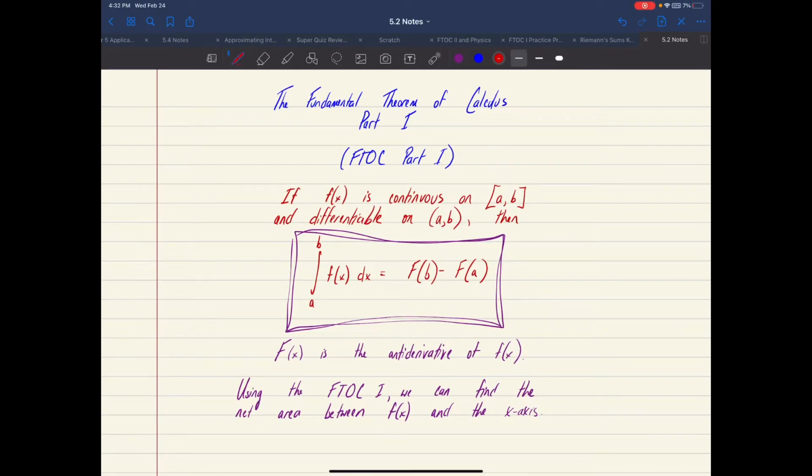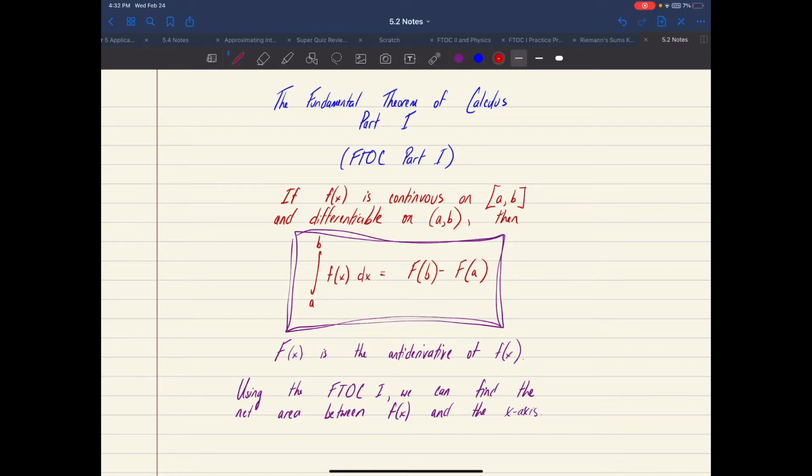This week we're going to look at the Fundamental Theorem of Calculus, Part 1. We're going to shorten this to FTOC Part 1, because that's a lot of words to say every time. The statement is, if f of x is continuous on the closed interval a to b, and differentiable on the open interval a to b, then the integral from a to b of f of x dx equals big F of b minus big F of a.